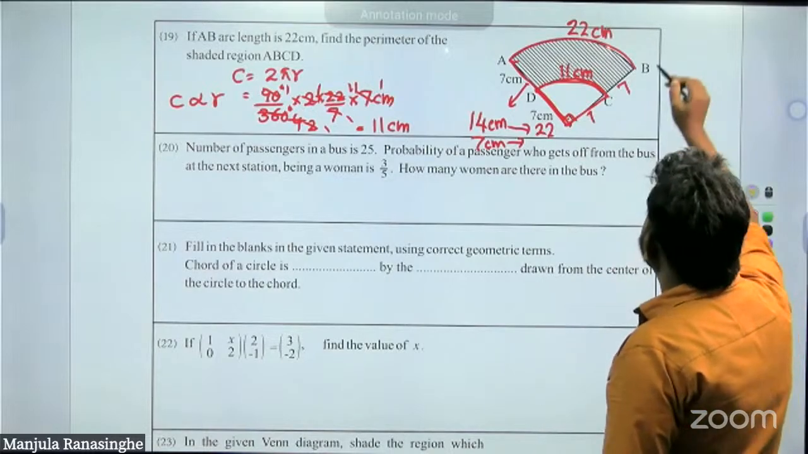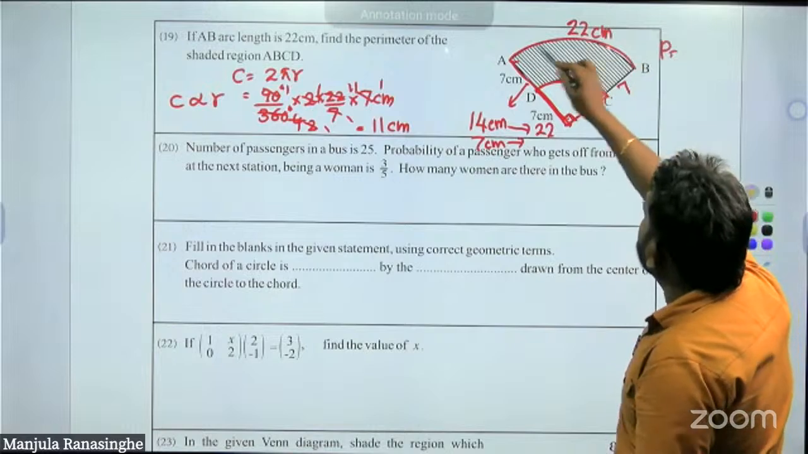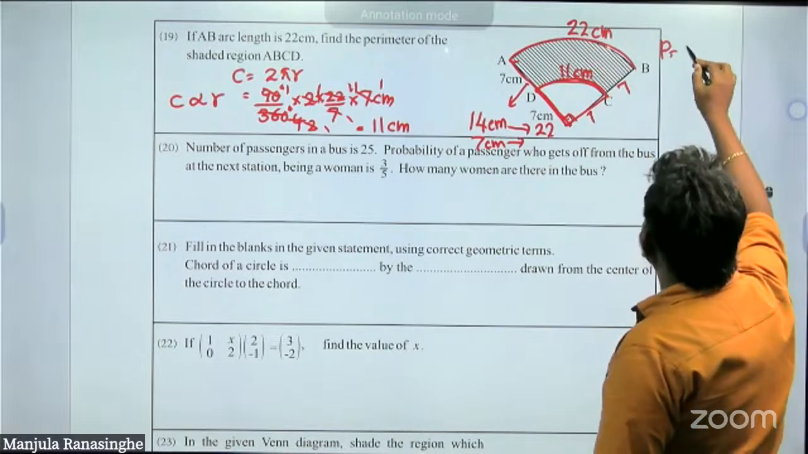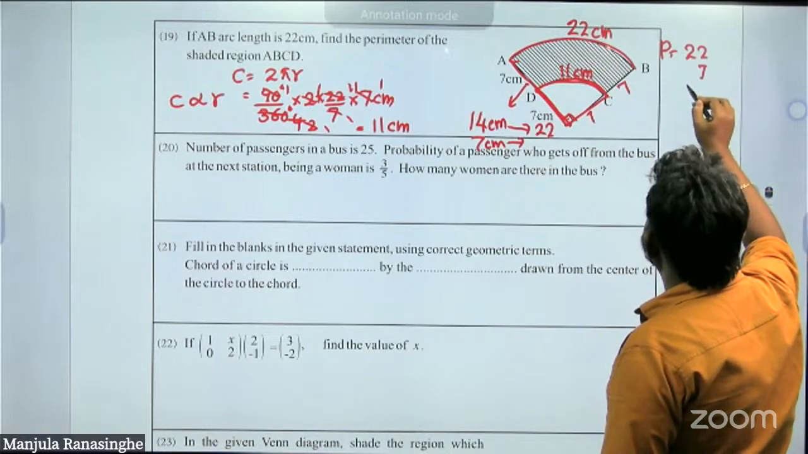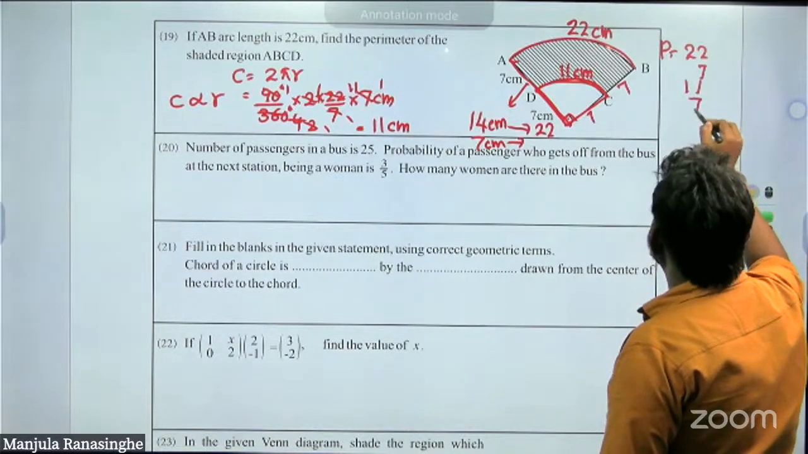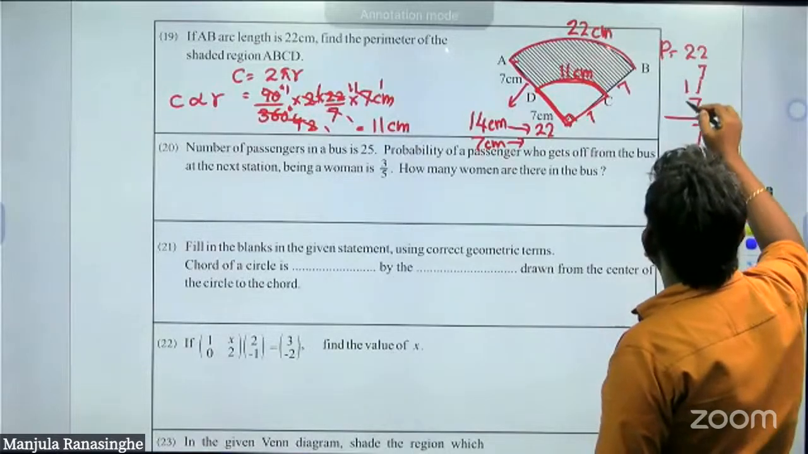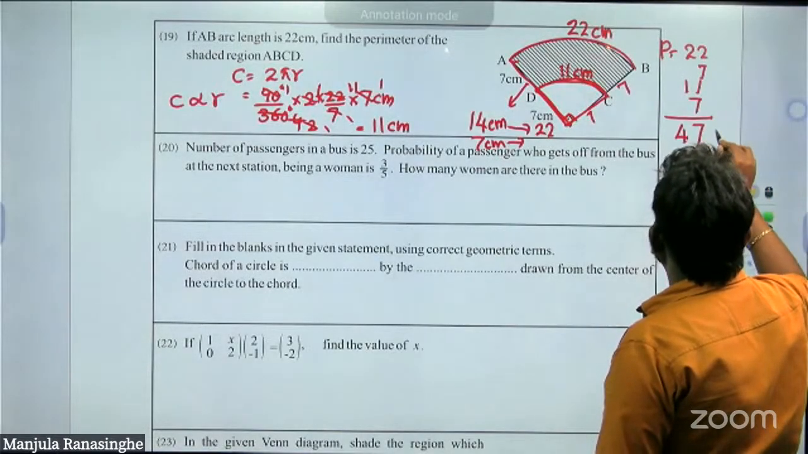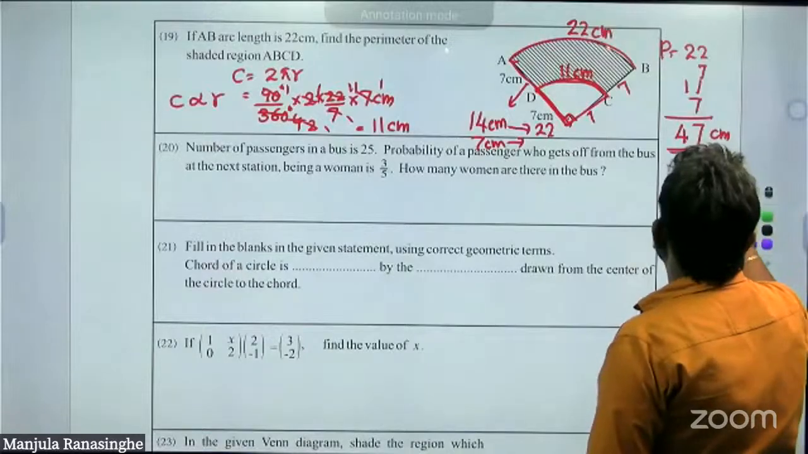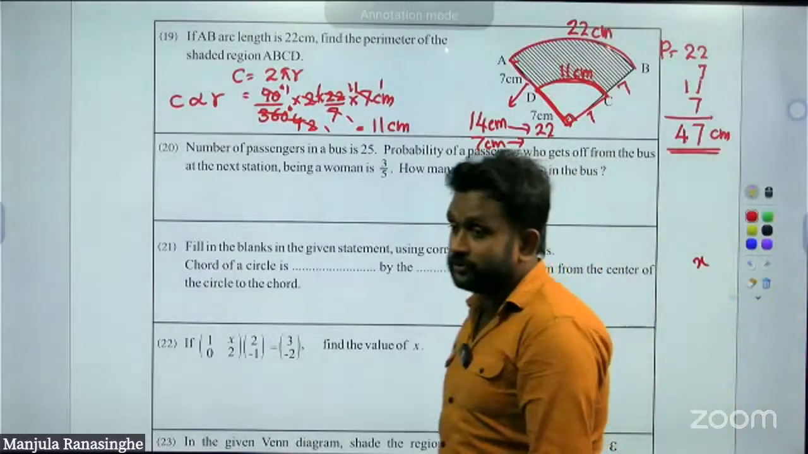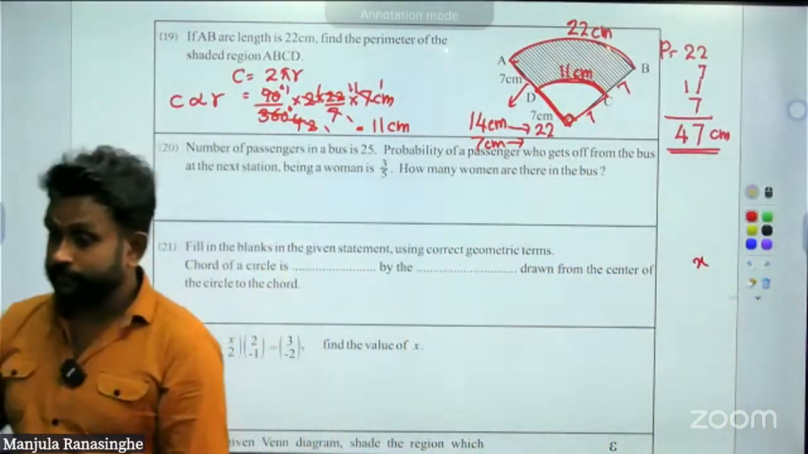Now you can see the perimeter. Perimeter means the sum of all these four side lengths. So 22 plus 7 plus 11 plus again 7. That is 47. The answer should be 47 centimeters.